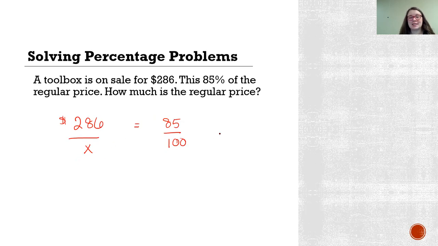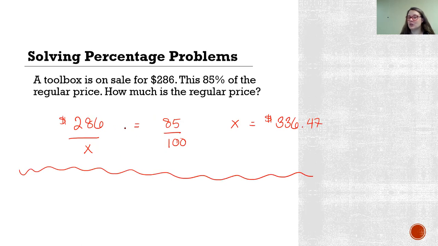When I set it up this way, it's easy cross multiplication. So we get, it's equal to 336.47. Okay, that's using our ratio method. So you're going to multiply by 100 and divide by 85. If we set it up the other way, we could say, well, I take my part and I divide by the percent as a decimal. 286 divided by 0.85 leaves us with 336.47. Both ways give us exactly the same solution.